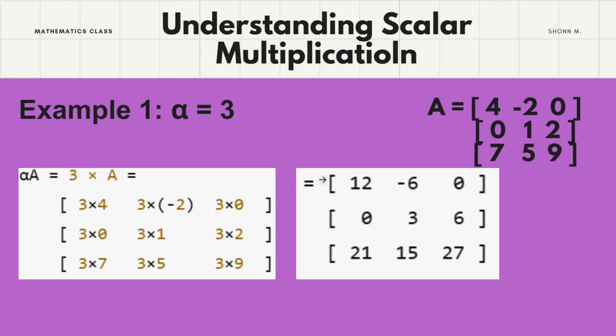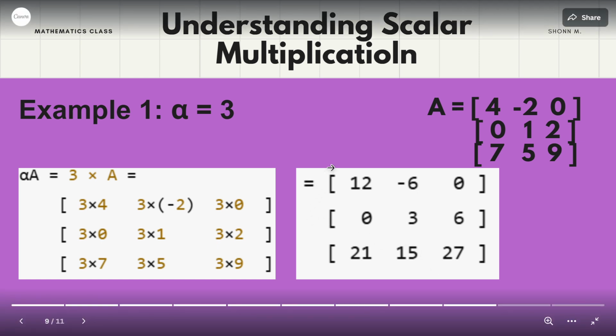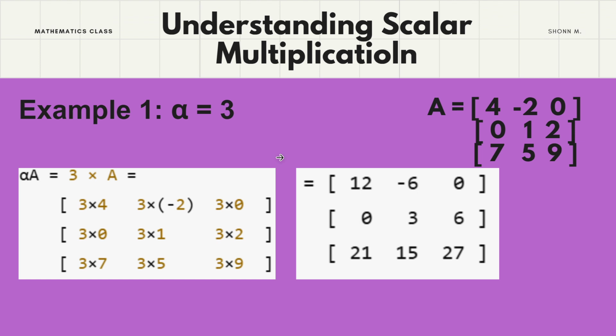So we get 12, negative 6, 0, 0, 3, 6, 21, 15, and 27. So that's how you get the product of scalar multiplication. So you can try this one. Pause the video if you want and come back later if you're done answering.